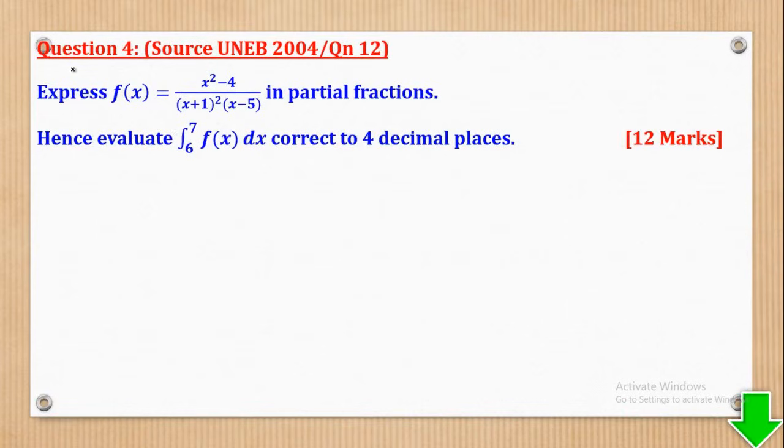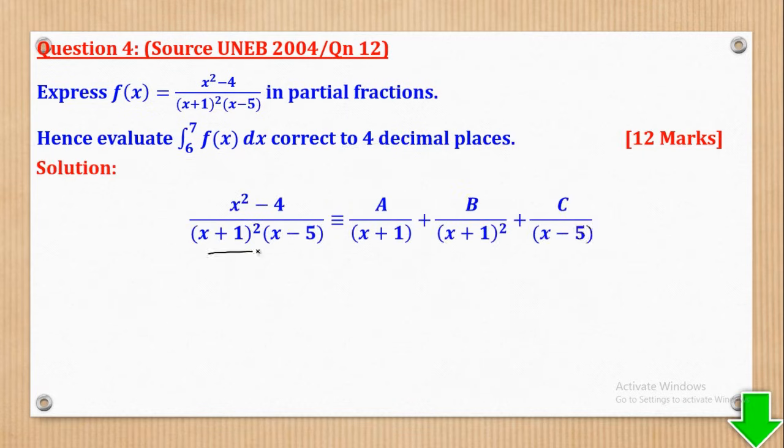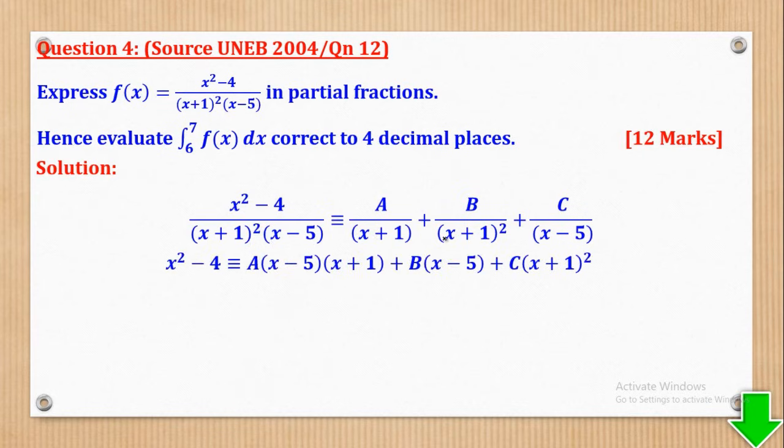So now we shall go to question 4, which came from UNEB 2004, paper 1, question 12, and says, express this into partial fractions and hence evaluate this correct to 4 decimal places. So this one will be equal to this. So the power is 2, so you begin with power 1, go to power 2, and stop there. Then extract out the numerators. Then use any of the two methods.